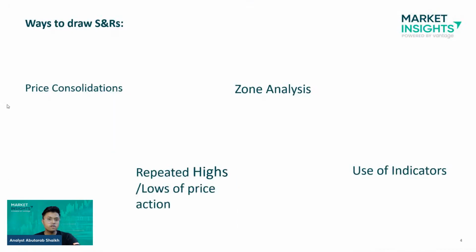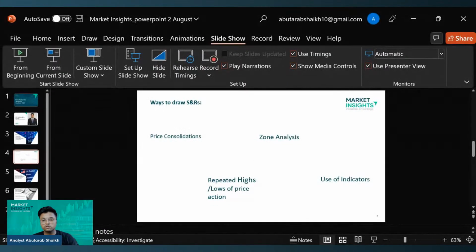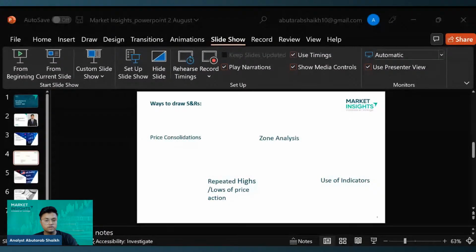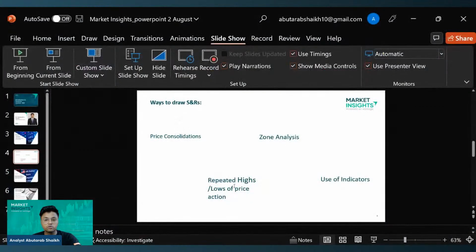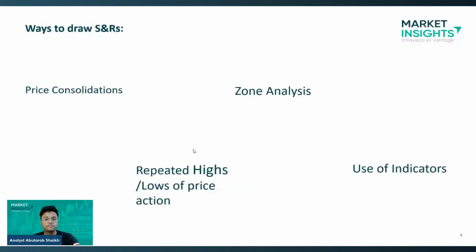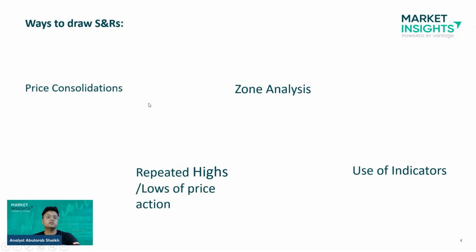Previously we saw this. I've already drawn supports and resistances using the price consolidations. Now, some people might not know this, so I will again explain it to you in simpler terms. What is consolidation? Then repeated highs and lows of price action, that we will see today.